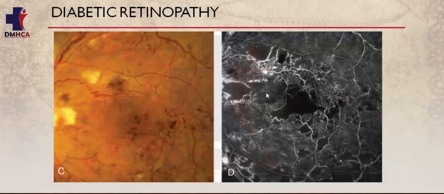Doctor, here we have ischemia, which appears as a large area of hypofluorescence, which occurs due to capillary non-perfusion. Here, this area has no capillaries, no blood vessels. And it appears dark gray in color. It corresponds to capillary non-perfusion, which means ischemia.